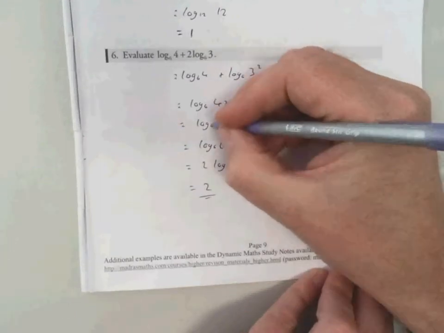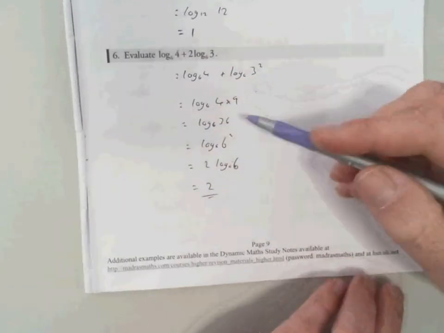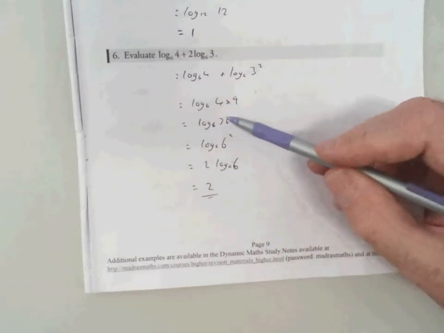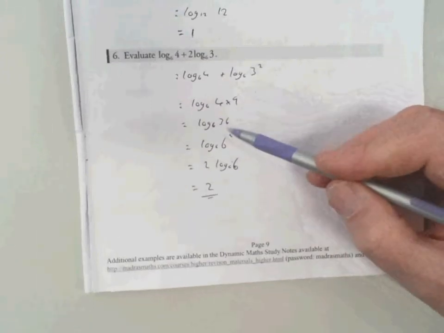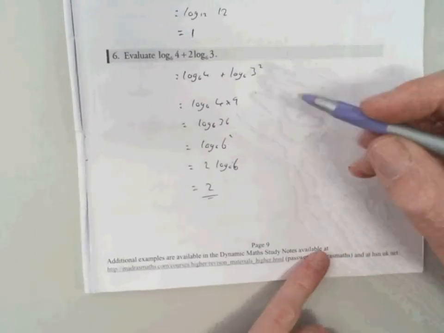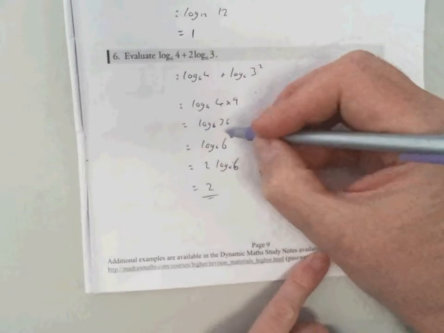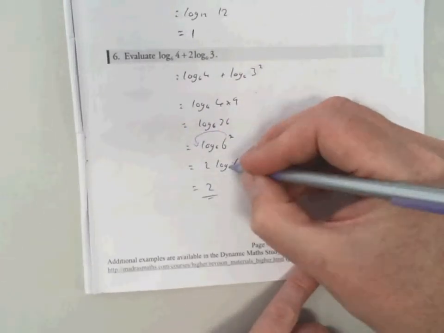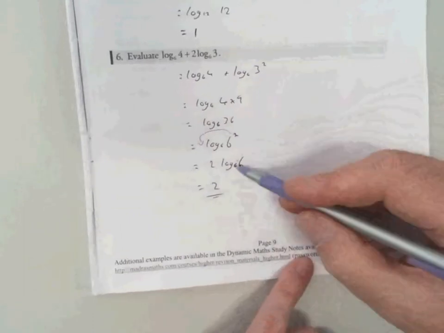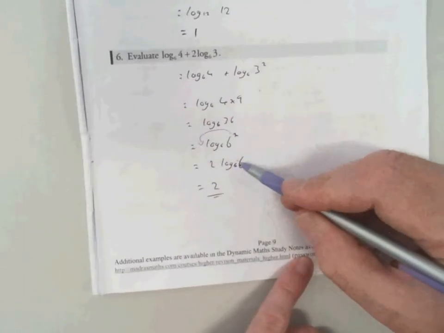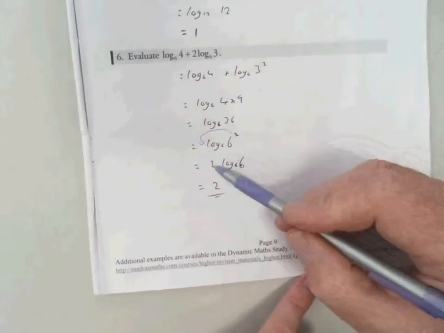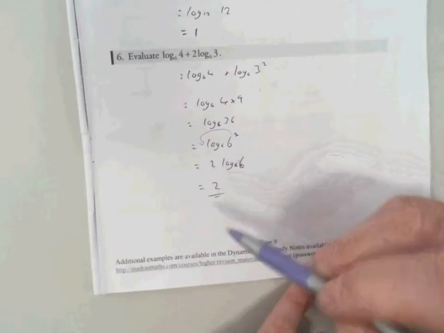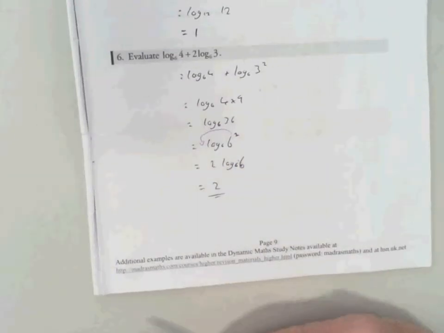Now from here, we can simplify further. I'm looking to write 36 as a power of 6. So I know 6 squared is 36. So why have I done that? I've done that so I can apply rule 3 to make that 2 log to the base 6 of 6. And why is that handy? Because I know log to the base 6 of 6 is 1. So I've essentially got 2 multiplied by 1 here, which is just 2.